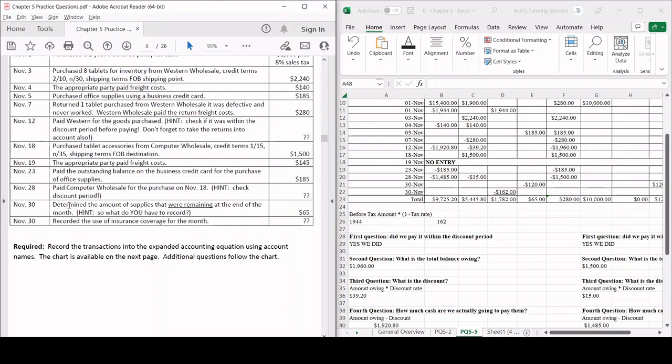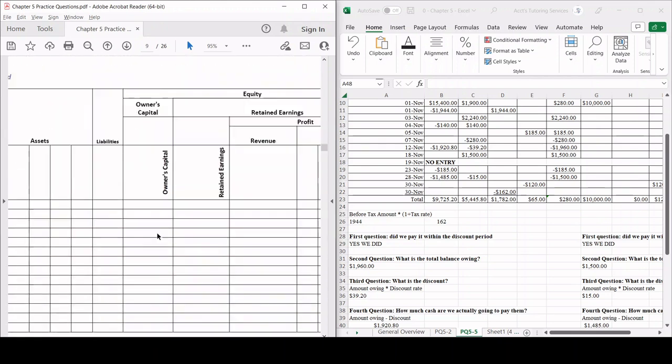Remember, an asset is a future benefit. If we use up supplies, the future benefit is decreasing. That's why we have to decrease assets. Or if we used up insurance, our future benefit is decreasing. So that's why we have to decrease our insurance, or once again, our assets.